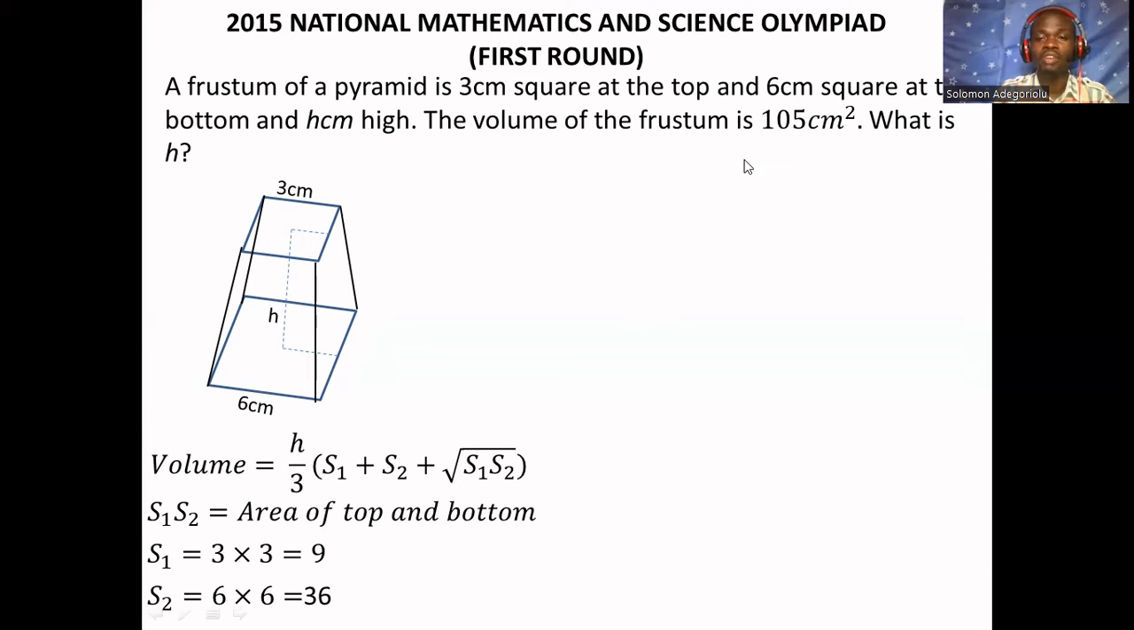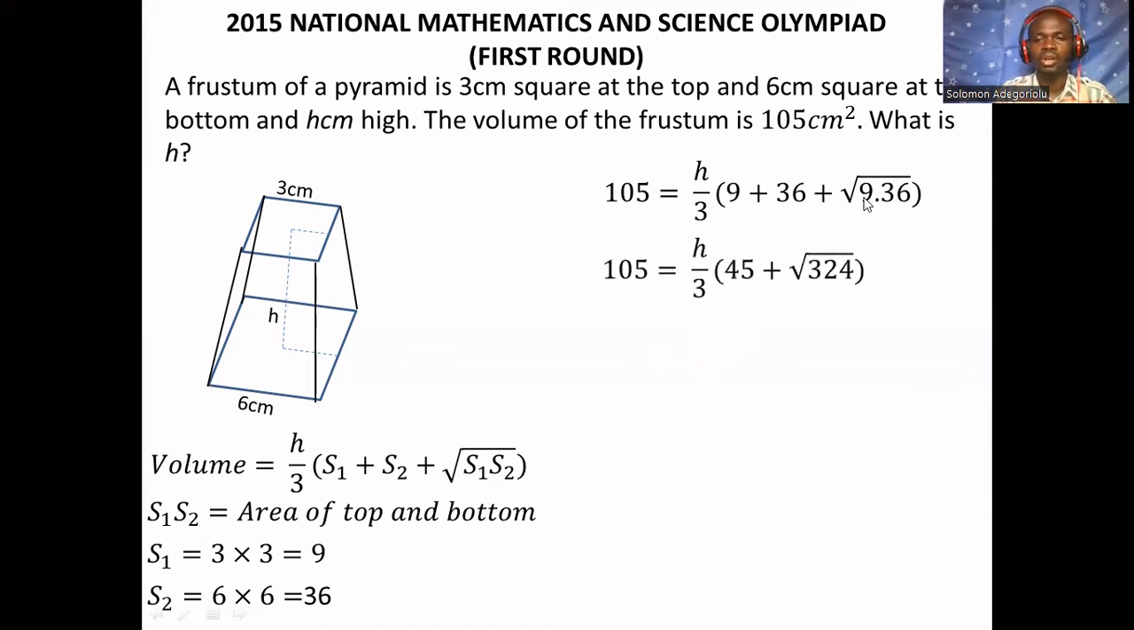Of course, from the question, we have our volume, which is 105. So let's substitute all that we have into this formula. We have our volume as 105, h is still unknown, over 3, and our S1 is 9, our S2 is 36, and the square root of the product of S1 and S2, which is 9 times 36. So let's solve the one in the square root first. 9 times 36 is going to give us 324. Of course, 9 plus 36 will give us 45.